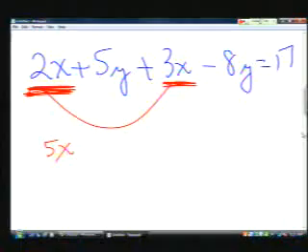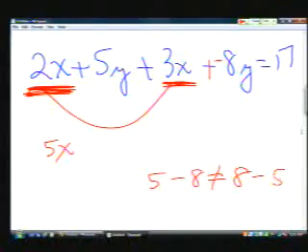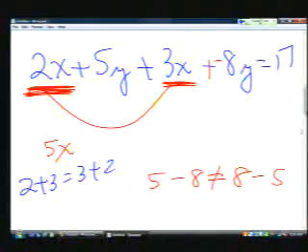And by the way, it doesn't matter. This could be thought of as a plus a negative 8y, couldn't it? Because then you don't have to worry about the order. For example, 5 minus 8 is not the same thing as 8 minus 5. That is called the commutative property. Now we have a commutative property for addition. So for example, for addition, 2 plus 3 is the same as 3 plus 2. That's the commutative property.